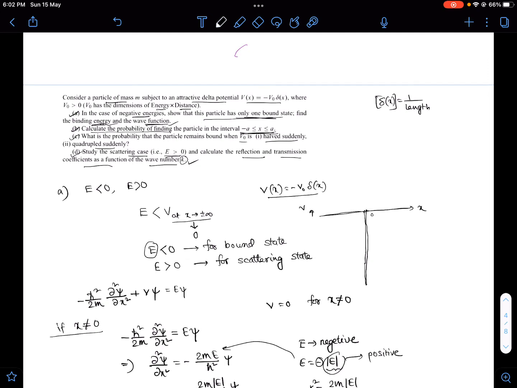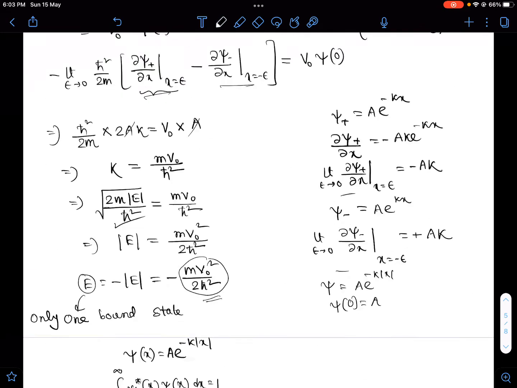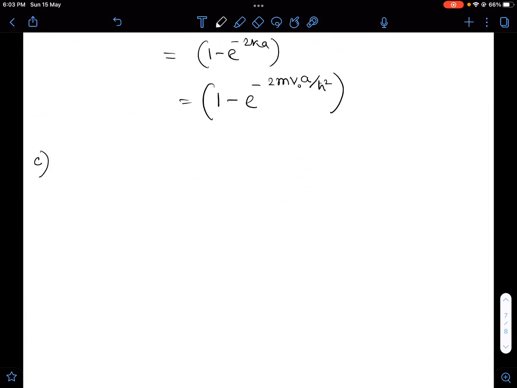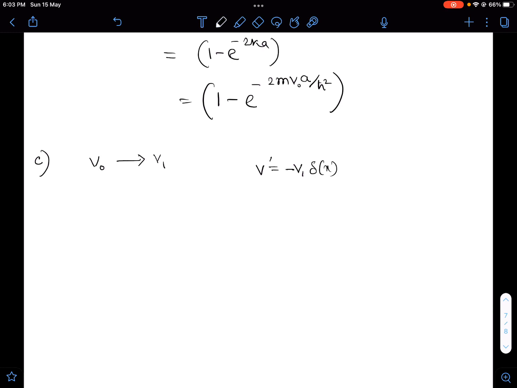So what is our question? Now we have to find the probability that the particle remains bound when V0 is suddenly halved and suddenly quadrupled. So here we have to consider two cases. Let us consider a generic potential change. Suppose we change the potential V0 to V1. That means now we have the potential V1 delta x. For that case we have to find the probability for the particle to remain bound.